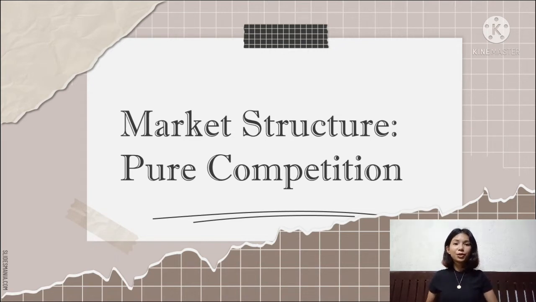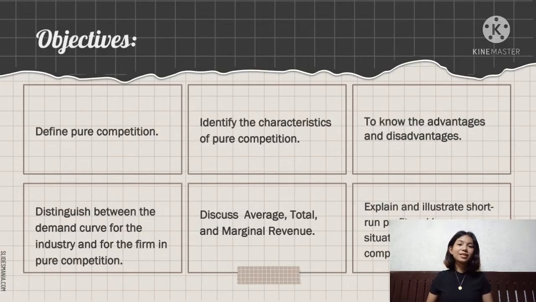I welcome you all to the Group 2 presentation where we will be having a detailed discussion about a certain topic under market structure, the pure competition. I hope you will be able to take some useful information with you by the end of this discussion. Our objectives in this report are to define pure competition, identify its characteristics, know the advantages and disadvantages, distinguish between the demand curve for the industry and for the firm in pure competition, discuss the average, total and marginal revenue, and lastly, explain and illustrate the short-run profit and loss situations in pure competition.